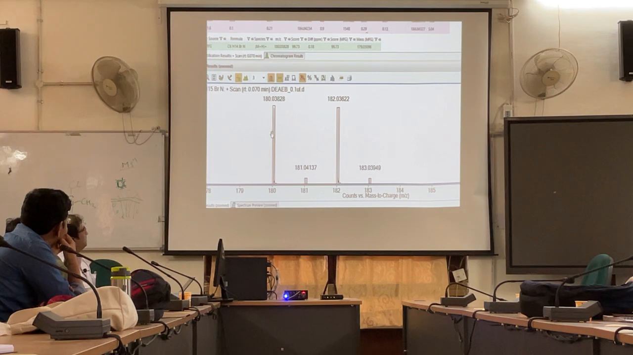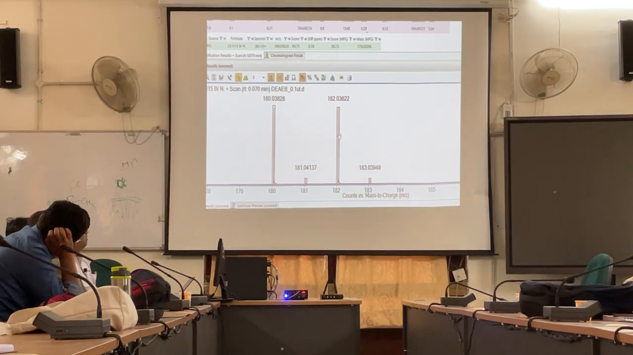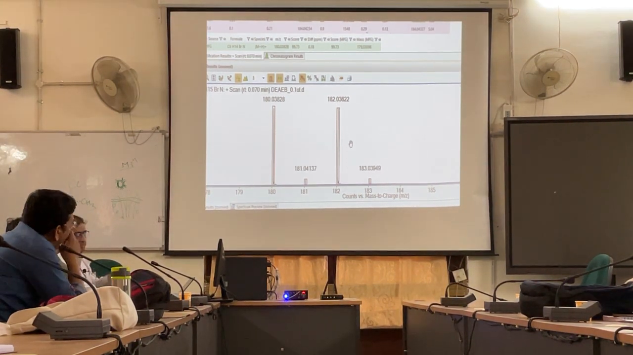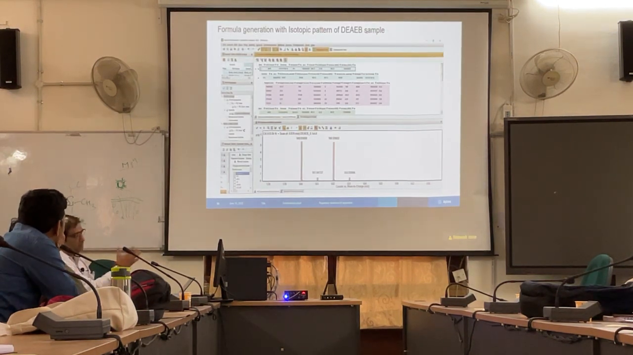So this red color thing is the isotopic pattern, and the black is our experimental data. So you have to see the ratio of the isotopes which is matching. It should be within this 5 ppm error. And for this purpose only a lot of people use the instrument.